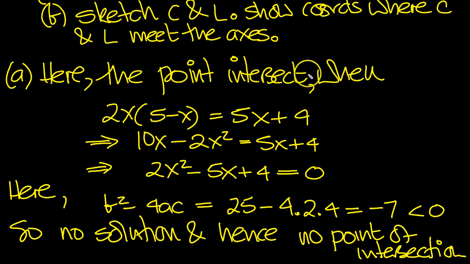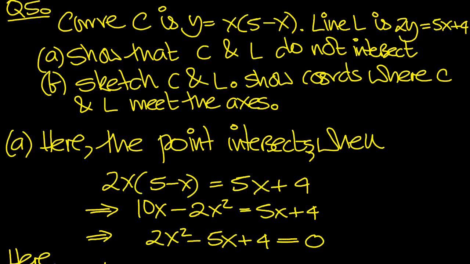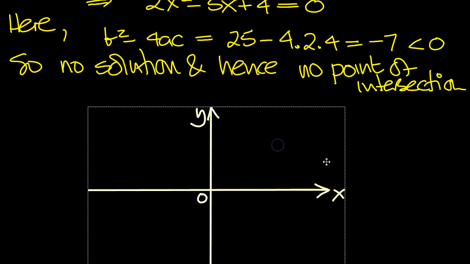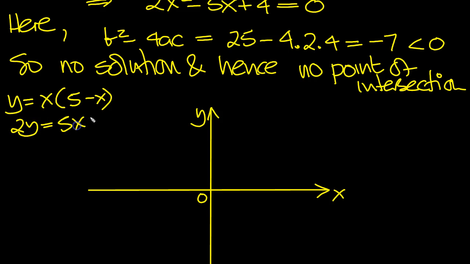The point intersects when? Okay, so they don't intersect. Sketch C and L and show the coordinates where C and L meet the axes. Here's C and here's L, so we need to write them down. Let's do the axes first then. Okay, here's an axis then. One of the curves was y equals x, 5 minus x, wasn't it? And the other one was 2y equals 5x plus 4. Okay, this is a straight line.